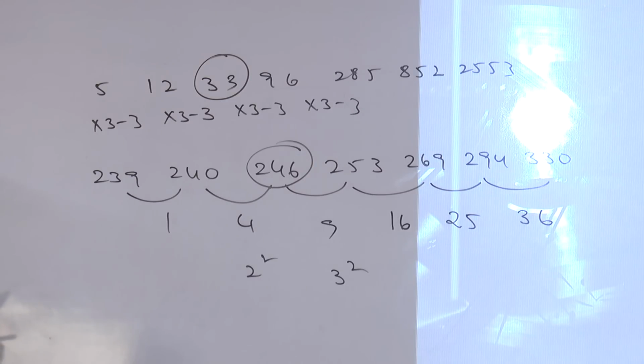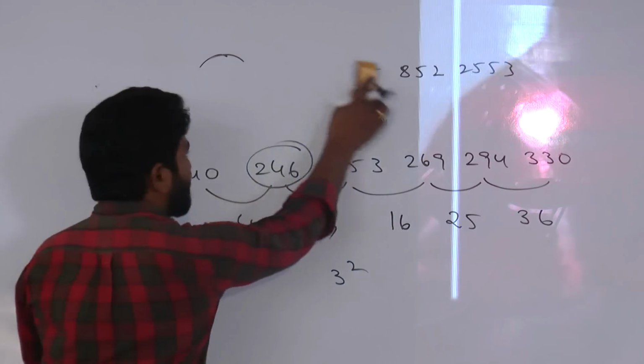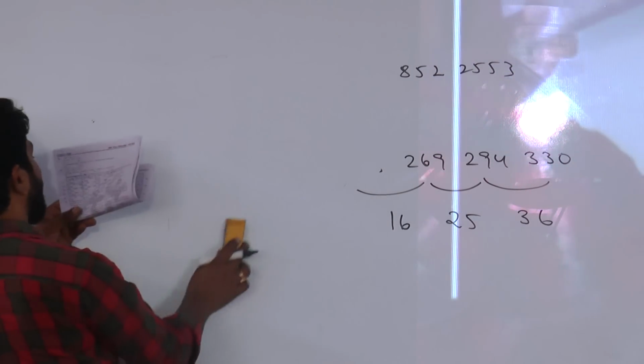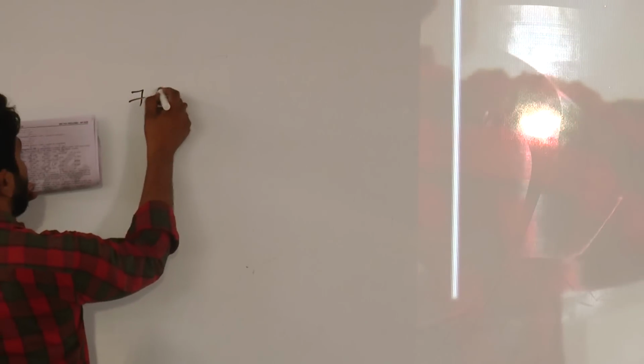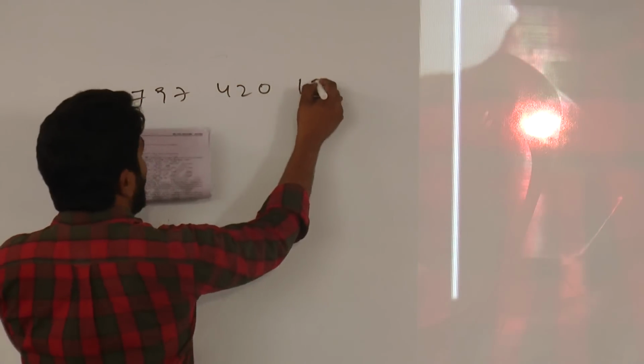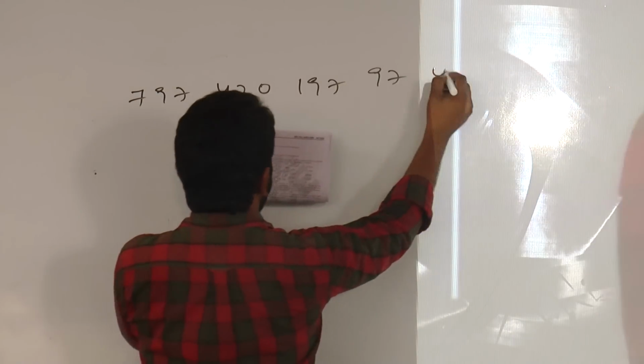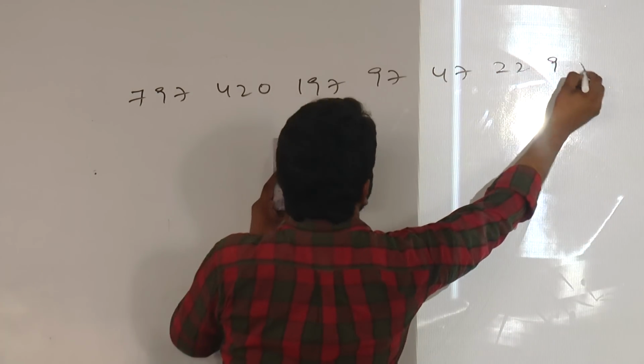Next, 54. From the last, 18, 19 plus 3 becomes 44 plus 3, 47, 47 times 2 is 94, 94 plus 3, 97. 797, 420, 197, 97, 47, 22, 9 and a half.